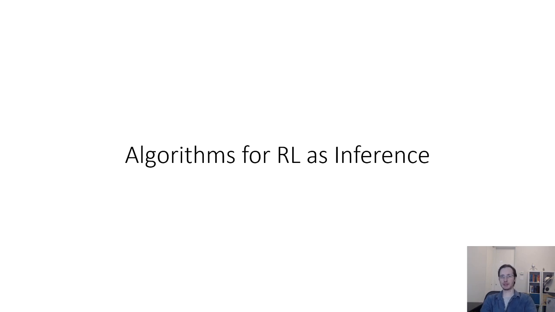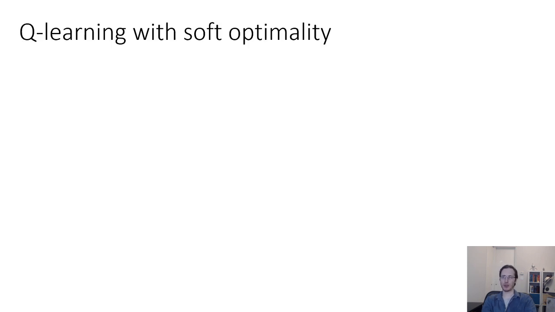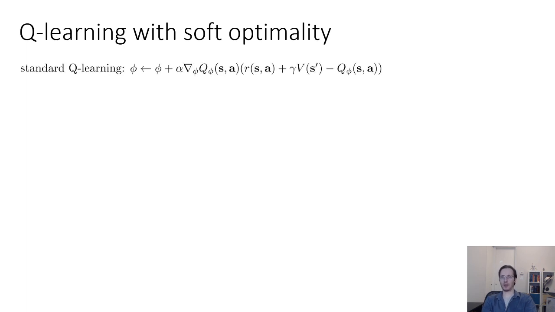All right, let's discuss a few reinforcement learning algorithms based on the ideas that I presented in the previous section, as well as some maybe more direct approaches. So first, we could imagine doing Q-learning with soft optimality. Standard Q-learning uses this update, right? So you set your new phi vector to be the old one plus some learning rate times grad phi q times the Bellman error, r plus next v minus q, where your target value is just the max over the q values at the next time step.